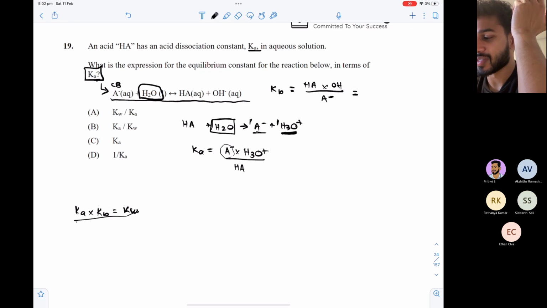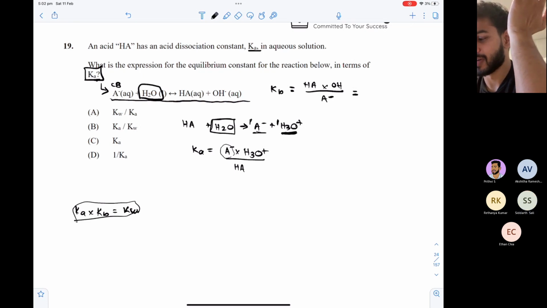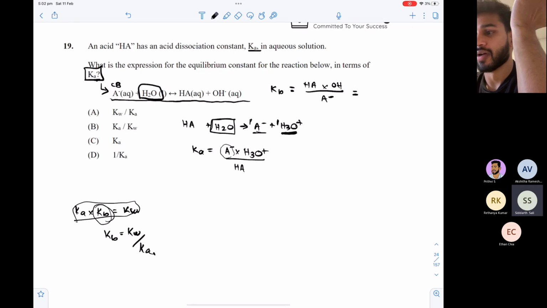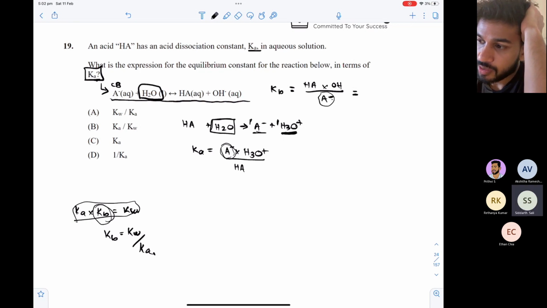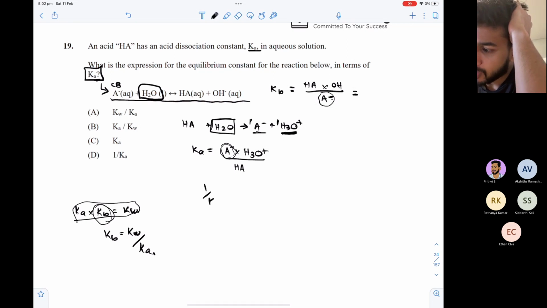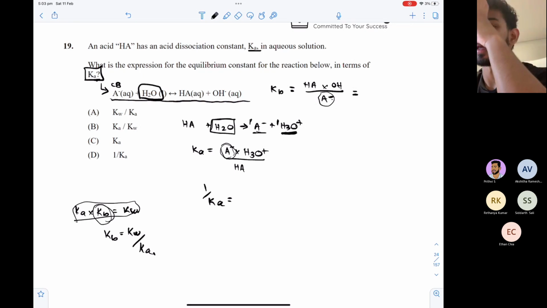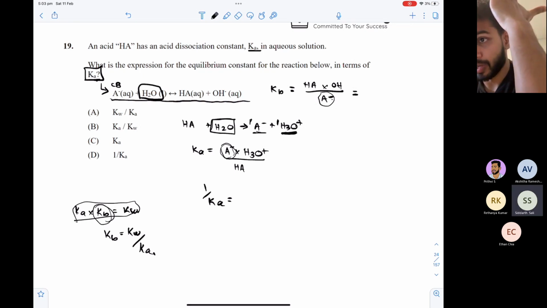If you remember this equation, this question becomes so easy, because they're asking for what the Kb expression is. Kb is just Kw divided by Ka, right? But if you forgot that completely, what you can do is go, okay, well, Ka has an A minus on the top. There's an A minus on the bottom here. So what if I find 1 on Ka? Because I'm trying to make Ka look like Kb, right?